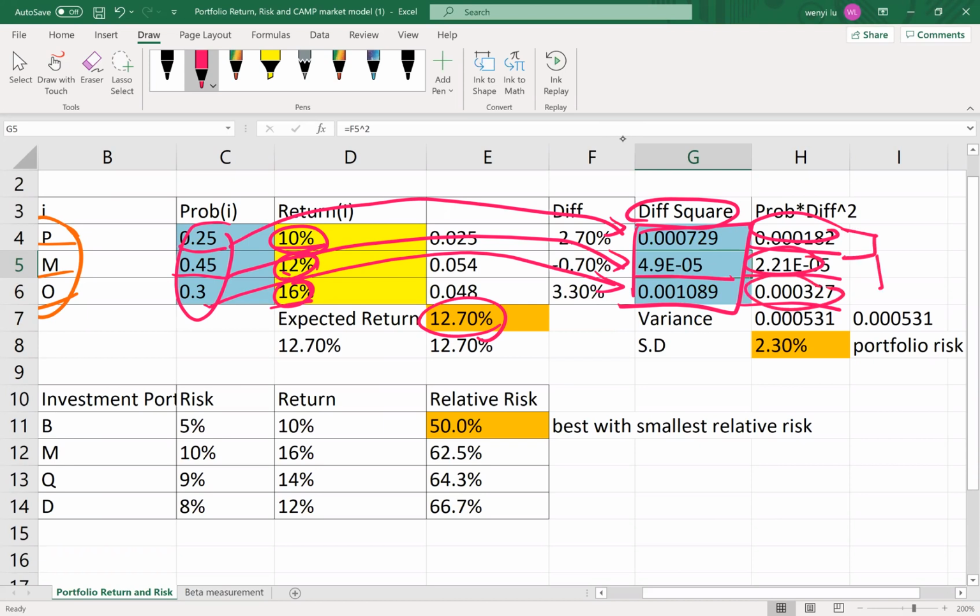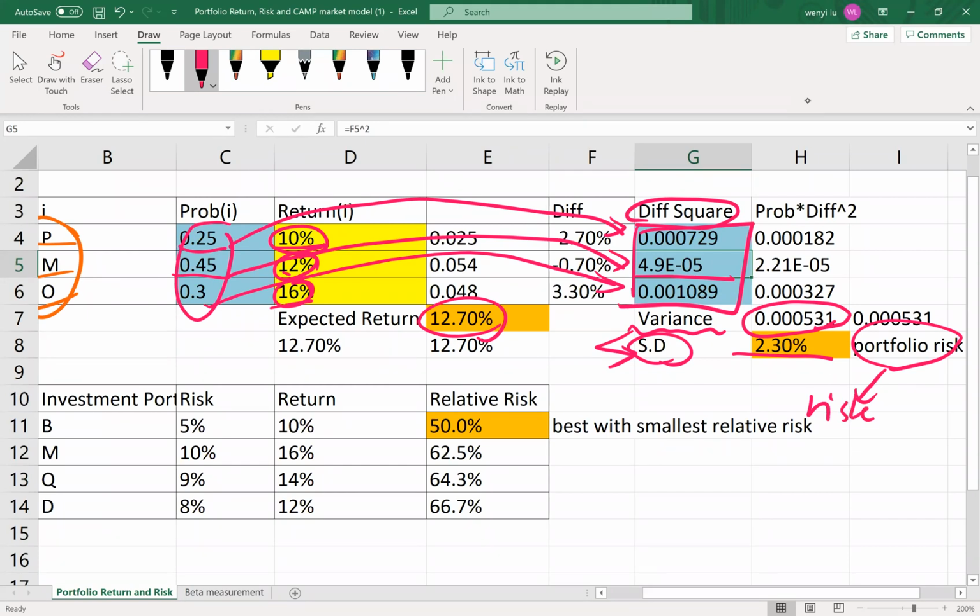Adding this product up, we solve the variance. Take the square root of the variance and it will be the standard deviation. That's the portfolio's risk of investment. So now let me put the formula down for these two calculations: one is expected return, one is variance.